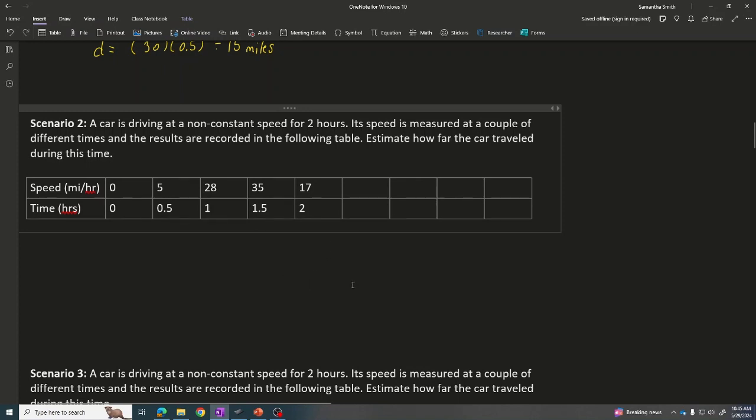When 1 hour has passed, the driver looks down at the speedometer and records a speed of 28 miles per hour. After 90 minutes, it's 35 miles per hour. And at 2 hours' time, we look down at the speedometer and record that we are driving 17 miles per hour at that time. So let's try to estimate how far the car traveled during this time.